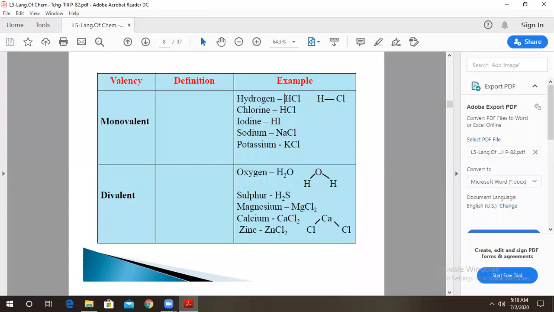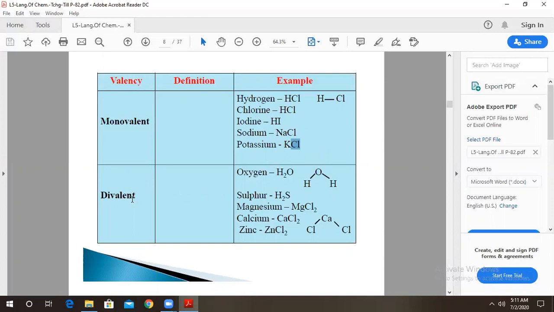So you can see over here hydrogen combines with only one chlorine atom. Similarly, chlorine is monovalent, so it will combine with only one hydrogen atom. Iodine, the valency is 1. Sodium, the combining capacity or valency is 1, so sodium also combines with only one chlorine. Potassium, the valency is 1, so potassium also combines with only one chlorine atom. And as you have seen, chlorine also combines with one potassium atom.